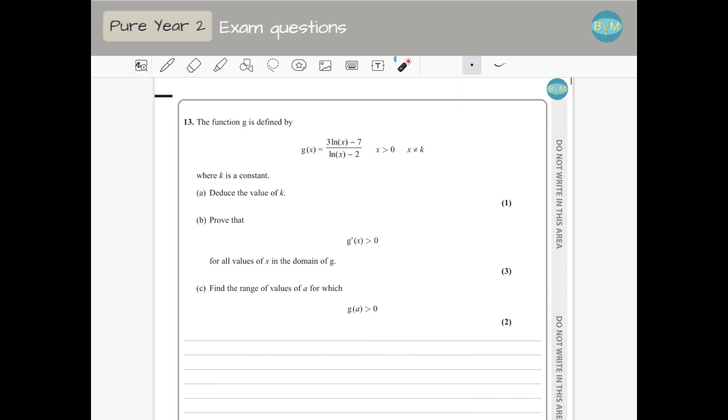Hello, this is question 13 on your November 2020 paper 2 from Edexcel. You have this function for x greater than 0 when x is different from k, and k is a constant. We have to find the value of k.